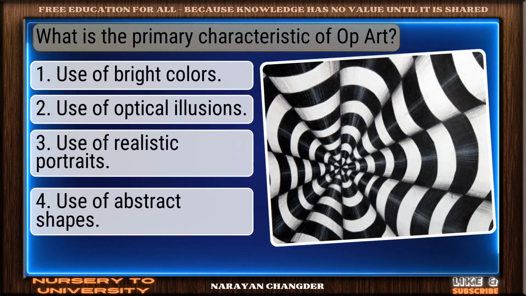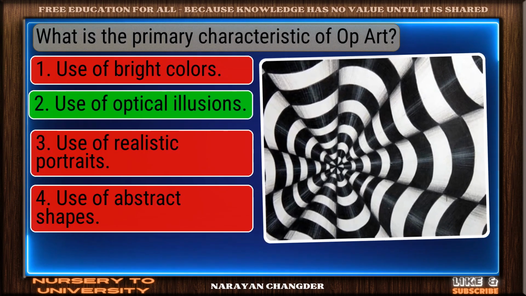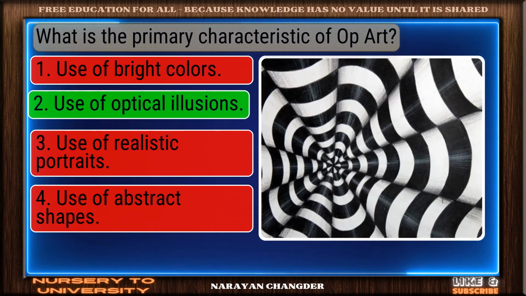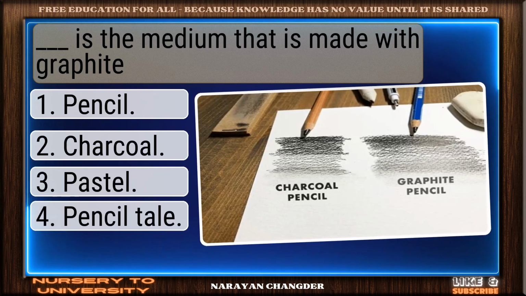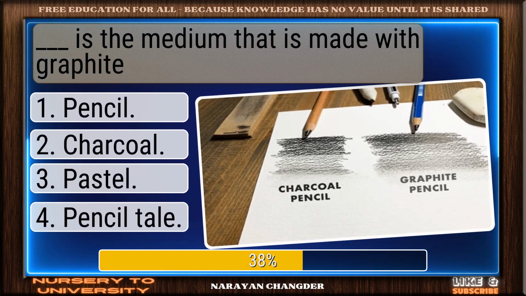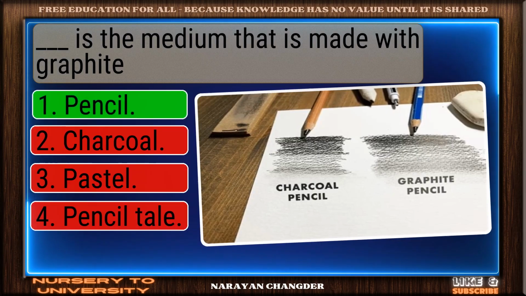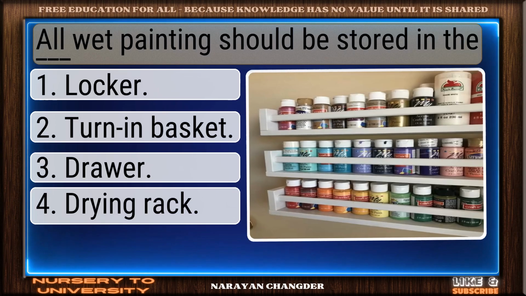What is the primary characteristic of op art? Good thinking. Use of optical illusions is the right answer. Dash is the medium that is made with graphite. Nice selection. Pencil is the correct and valid answer.